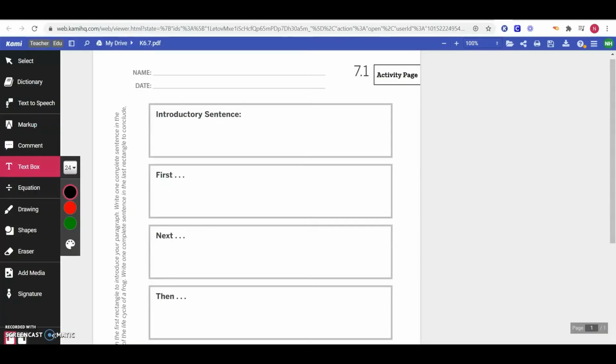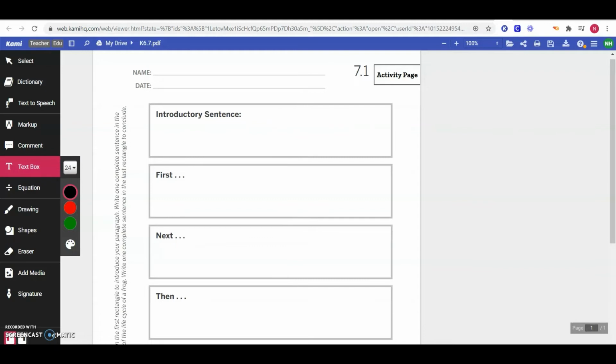Today, we are going to talk about the life cycle of a frog. We are going to write an informational paragraph. Go ahead and get the PDF that's attached to this assignment open in Kami. It should look like this. Here we have a planning guide for our informational paragraph about the life cycle of a frog.